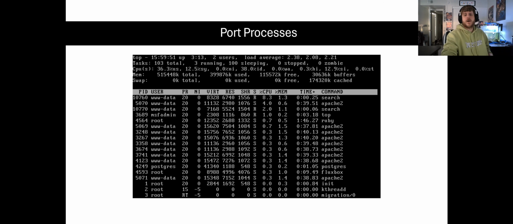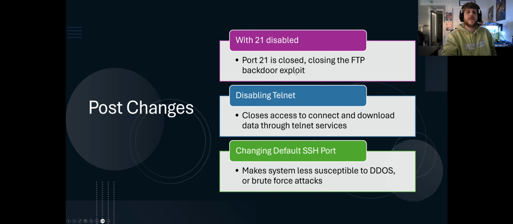Kind of speeding it along as I'm running out of time. Here's just some of our post processes where I closed off some of the ports, closed different things like Telnet and all that stuff, and disabling different things so we can see some of our stuff here. And then that brings us to our post changes.